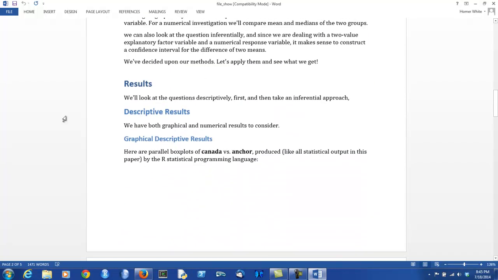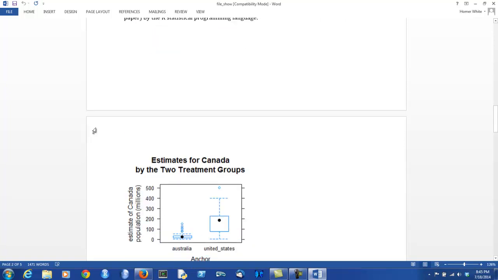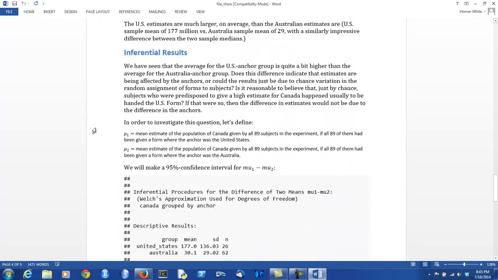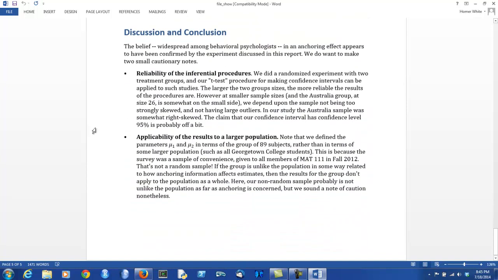A results section, which is usually subdivided into descriptive results and inferential results. That's new for this assignment to have inferential results. Last time we looked at our question only from a descriptive point of view, but it's later in the course now and ready for more things. And then finally, your last section is a discussion and conclusion.